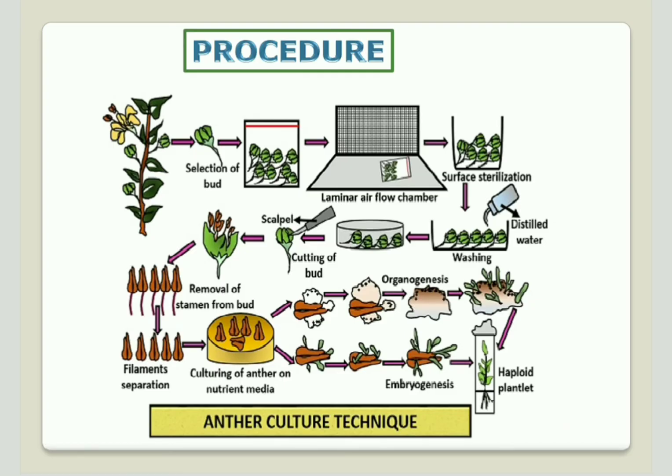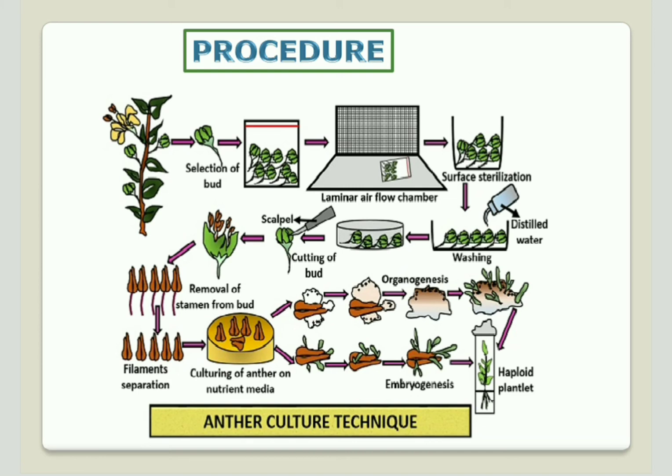Now here in this slide you can see the procedure given. In the previous slide you have already seen an introductory part of the process. Here you can see it in a more advanced form. See here, the selection of the bud from a plant has been done, and then it has been capped, and after that it is kept in the laminar airflow chamber. After that the surface sterilization is done, then distilled water is added for washing, then it is separately capped, then cutting of the bud takes place, then the removal of the stamen from the bud takes place.